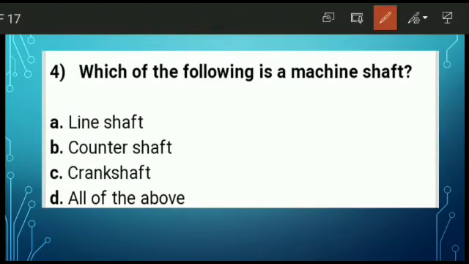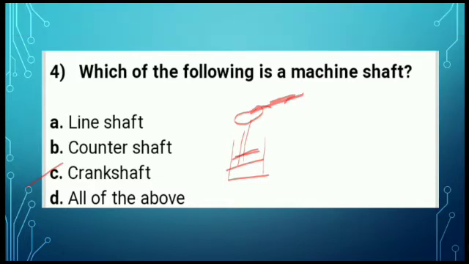Which of the following is a machine shaft? Crankshaft is a machine shaft, which we can see in a piston cylinder arrangement where the piston moves up and downwards. In that case, the power is transmitted to a cam, and the cam transfers the power to the crankshaft, which is connected to the gearbox or other devices. So this crankshaft is our machine shaft. So for question number 4, option C is the correct answer.